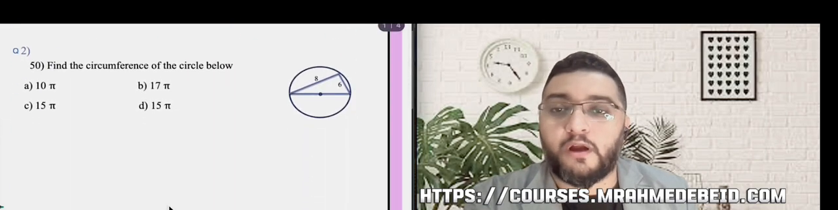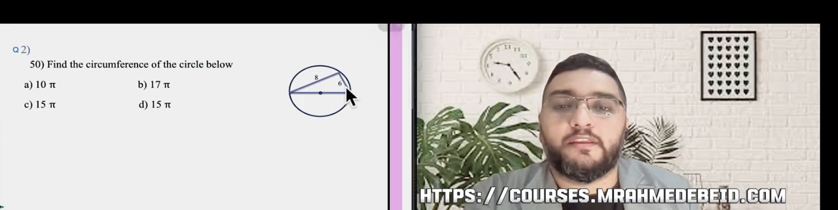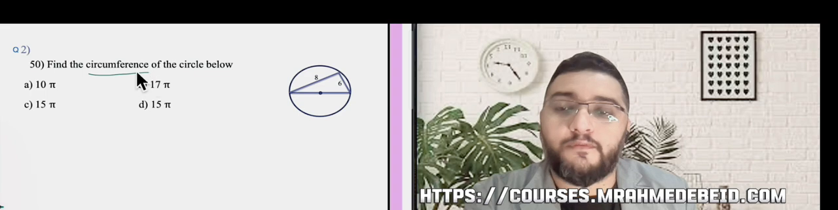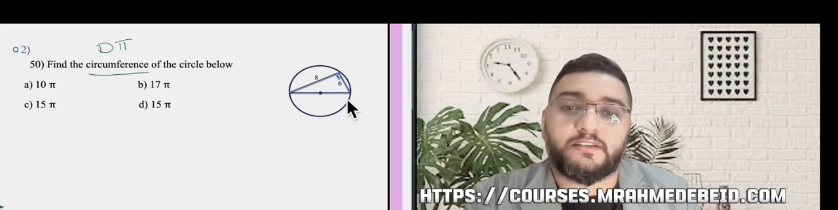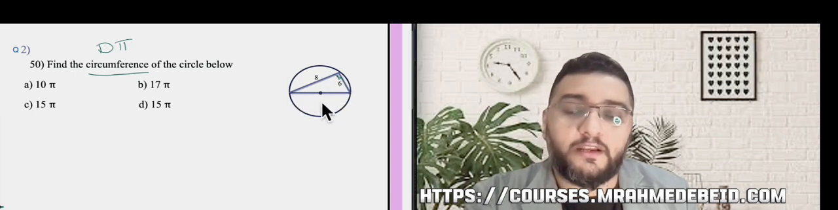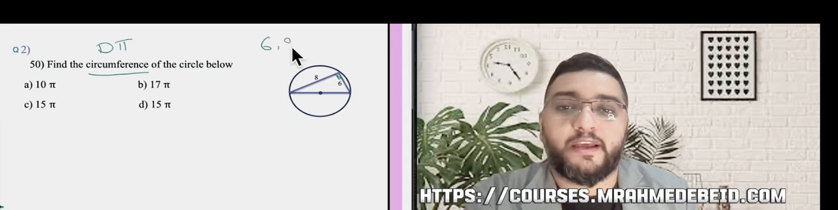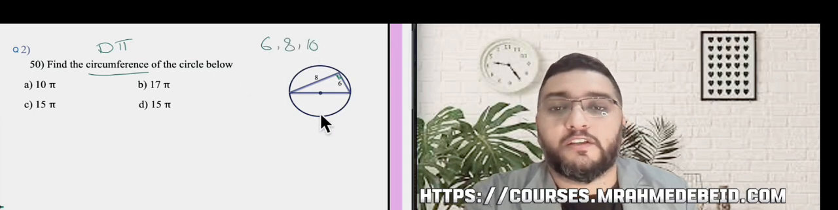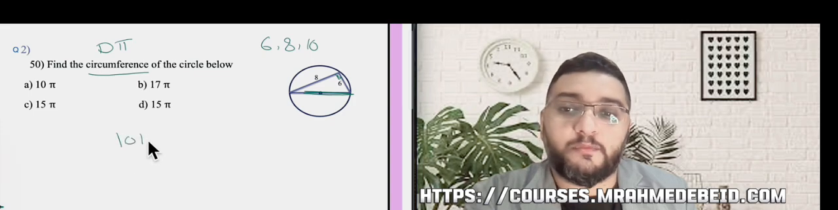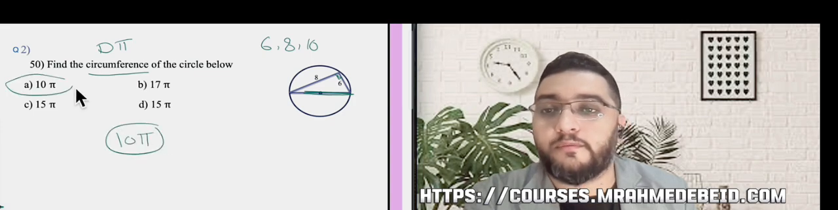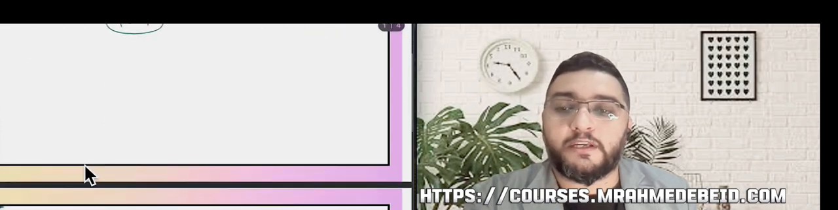Question 2: find the circumference of the circle below. We want to know its circumference. You know that the circumference of the circle is diameter times pi. This is a semicircle. If this side is 6 and this side is 8, then the length of the hypotenuse, because we have a right angle triangle, will be 10, as you know the 6, 8, 10 triple. So the length of the diameter is 10, and the answer is 10 pi, which is A. Let's move to the next question.